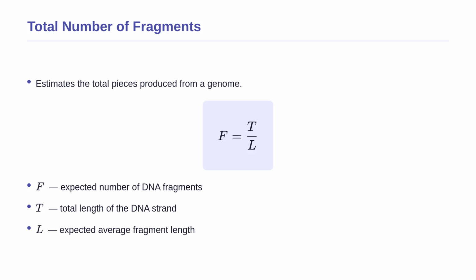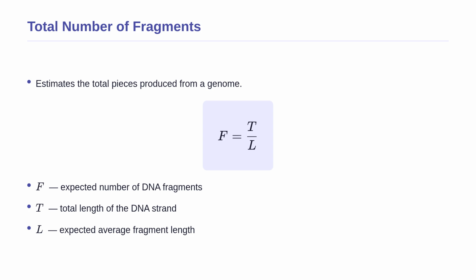This brings us to the formula for calculating the total number of fragments. Conceptually, this is a simple division problem. We want to know how many times our average fragment length fits into the entire genome. In this formula, F represents the expected number of DNA fragments. The numerator is T, which is the total length of the DNA strand we are cutting, measured in base pairs. The denominator is L, the expected average fragment length we just learned how to calculate, also in base pairs.